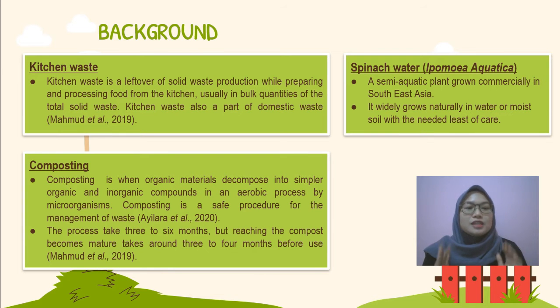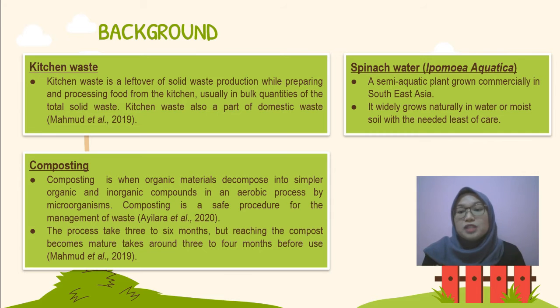For the background, there are three subtopics that I will explain. Kitchen waste. Kitchen waste is the leftover solid waste produced while we prepare and process food in the kitchen, usually in large quantity. Kitchen waste is also a part of domestic waste. Next is composting. Composting is when organic material is decomposed or broken down from large into smaller organic and inorganic compounds in the presence of oxygen by microorganisms. It is also a safe procedure for the management of waste. Usually, compost takes 3 to 6 months, but for the compost to mature, it also takes around 3 to 4 months before we use it.